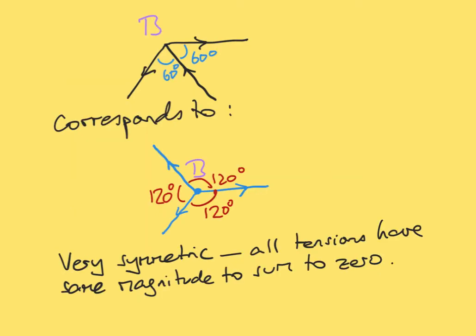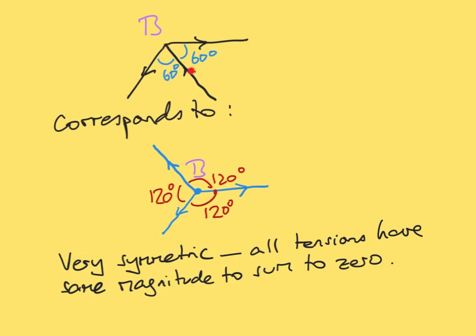Just a quick comment on that previous slide. If we look here at B, we've got 60 degrees between these two members. This is in tension, this is in compression, and this is also in tension. And if we say that there is no load at B, which is the case for this exercise, then the sum of these three forces has to be 0.